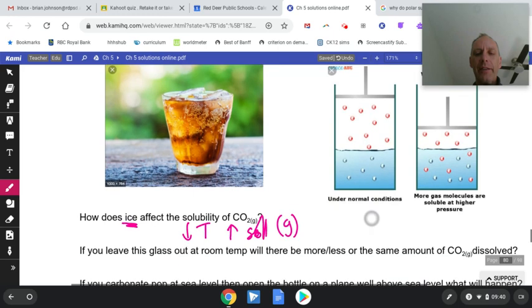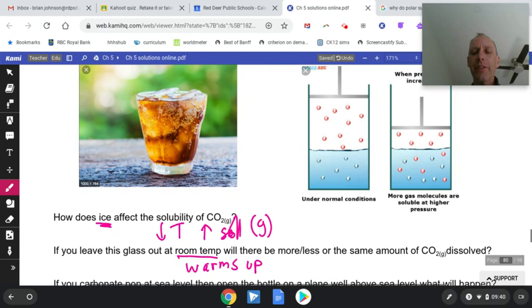If you leave that glass out at room temperature where it can warm up, will there be more or less or the same amount of CO2 dissolved as the pop warms? The correct answer would be less, because of that inversely proportional rule. As it heats up, the amount of gas will decrease. Your pop goes flat.